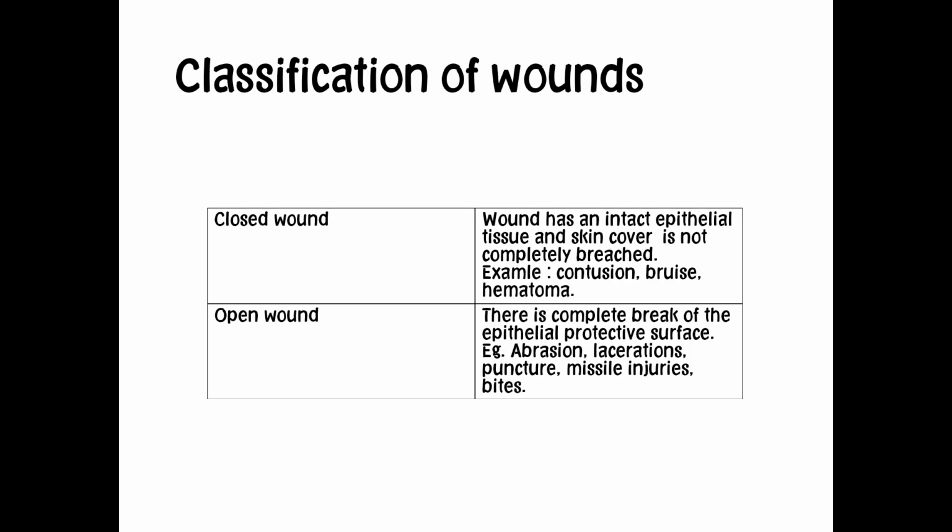So wounds, generally on appearance, can be classified into open or closed wounds. A closed wound is when the skin is intact, but there is underlying tissue damage. Examples can be contusions, bruises, and hematomas. Then in an open wound, of course, there is a complete break of the epithelial protective surface or the skin, and as a result, there is exposure of underlying tissues. Examples can include abrasions, lacerations, punctures, missile injuries, and bites.